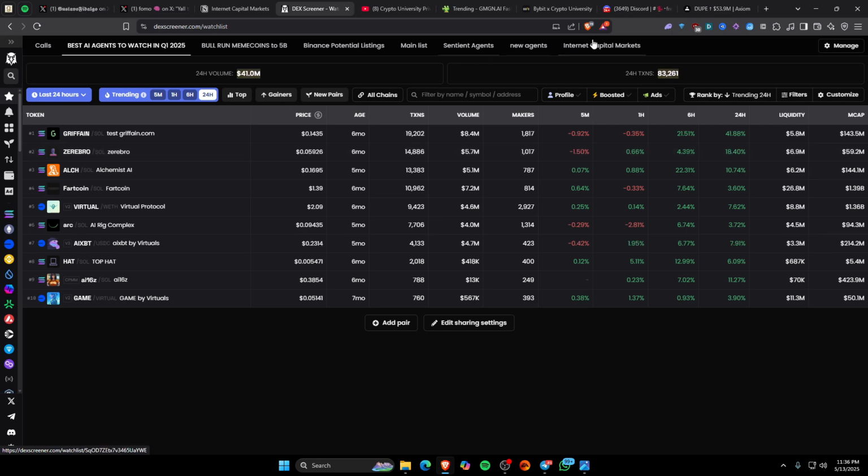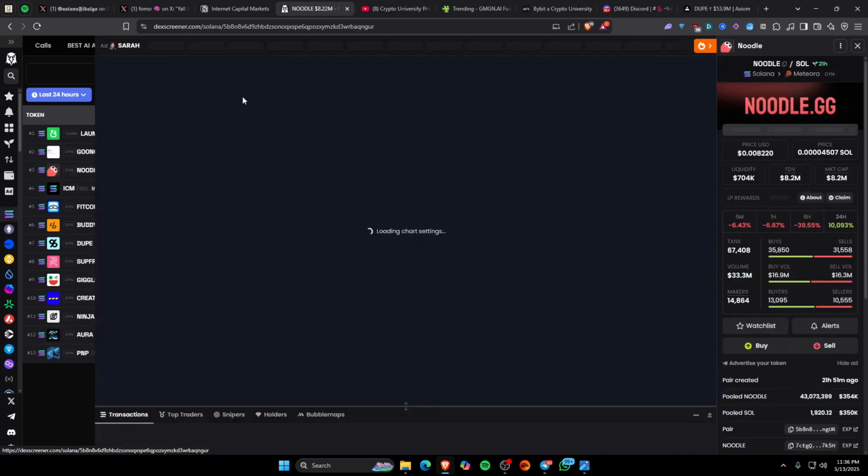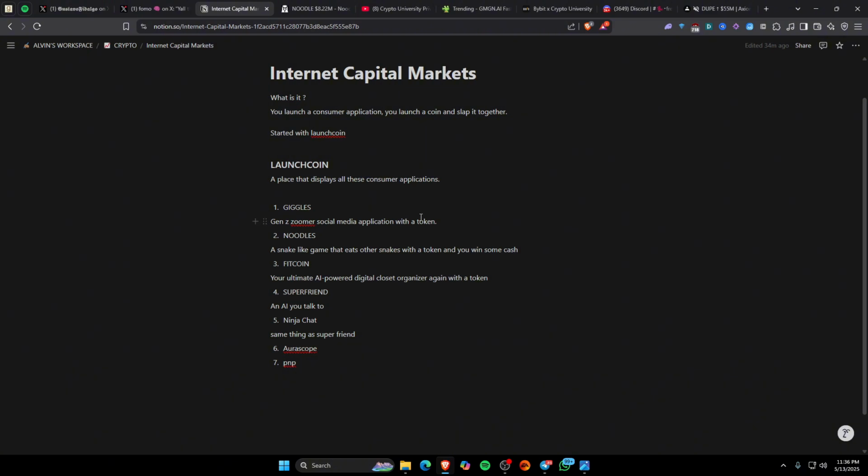So one of the other coins that we also can look into in the internet capital markets right here is going to be Noodle, right? So Noodle is a game-like application, right? So within this game-like application, as you can see, I did make a few notes just for you guys right here.